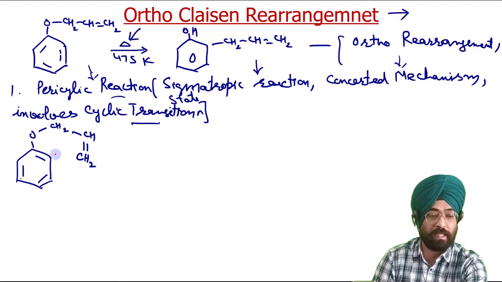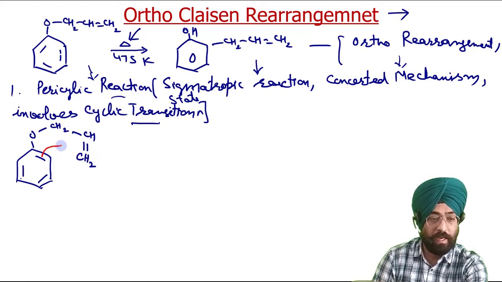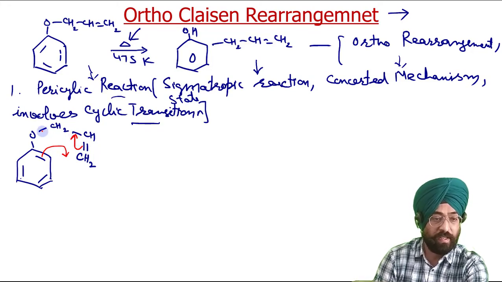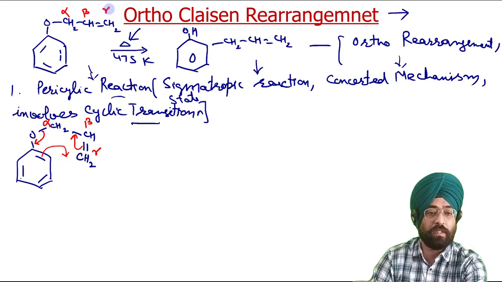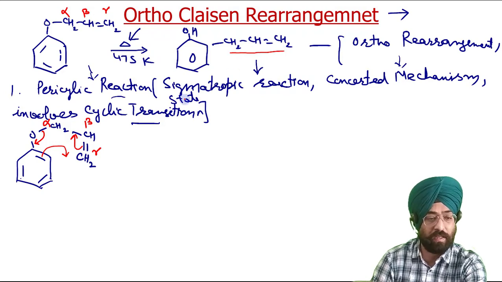So sigma-tropic reactions, they take place. Now we have to make this bond. This bond has to be made. So this bond will shift here. Now let us see, it is alpha position, it is beta position, and it is gamma position. Now after reaction I will write later, just let us concentrate upon the reactant. So that is how this reaction will take place. It is a concerted type mechanism.